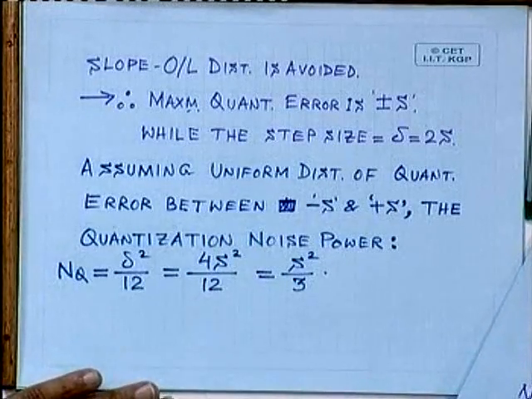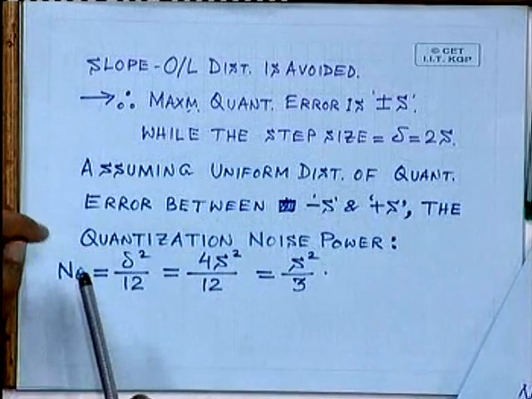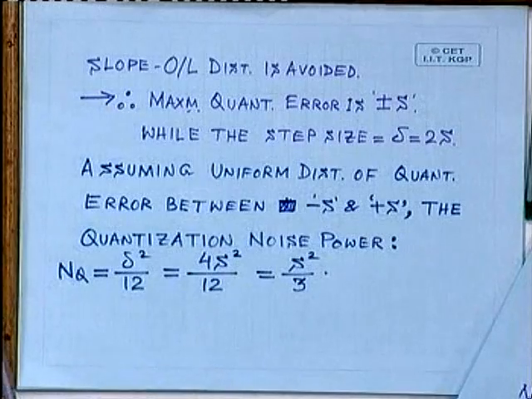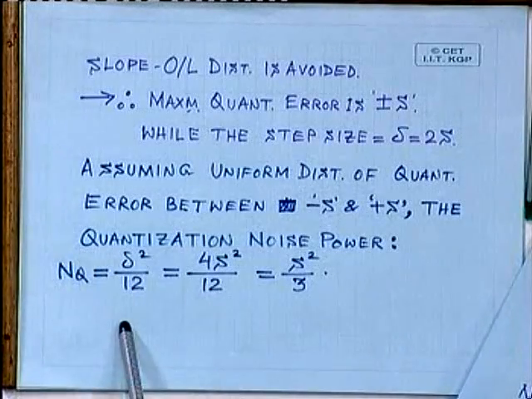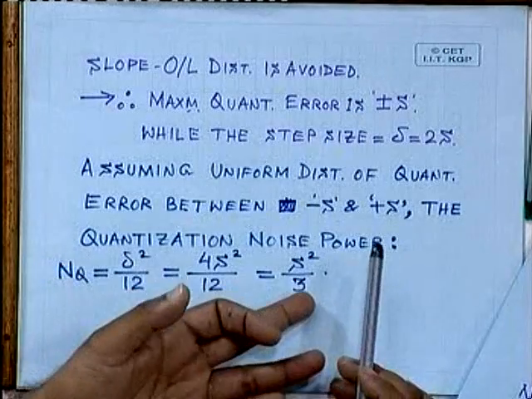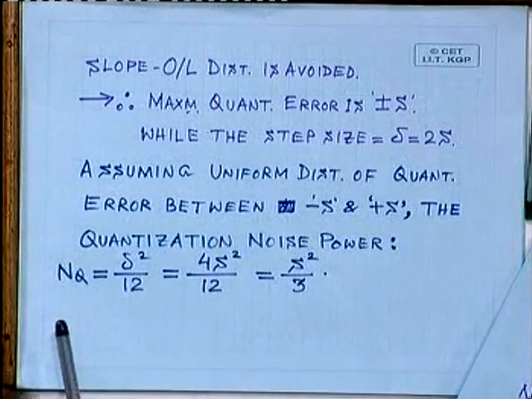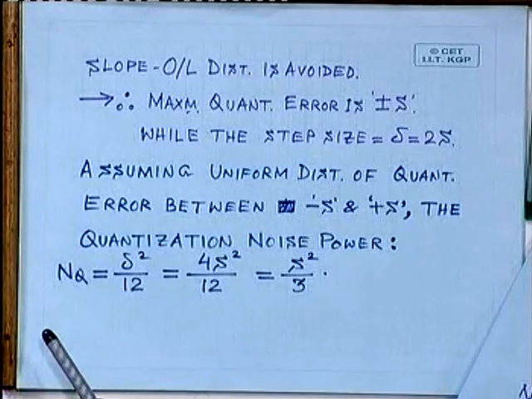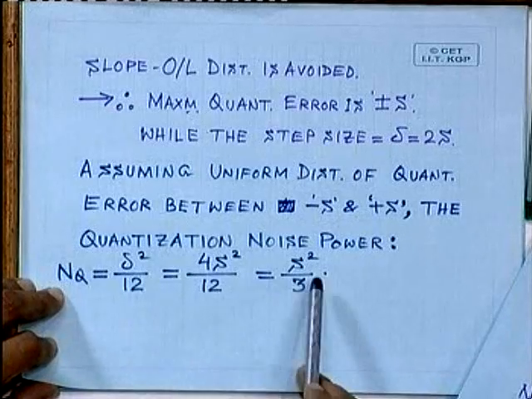Somewhat similar to what we tried for PCM and DPCM, we assume that this quantization error is uniformly distributed between minus s and plus s. So what is the quantization noise power? It is the average of the mean square error. Mean square error is the square of the step size by 12, delta square by 12, which we have derived earlier. Now delta is equal to twice s, so in terms of s it is s square by 3. So the quantization noise power, which I am noting here as NQ, is delta square by 12, which is nothing but s square by 3.